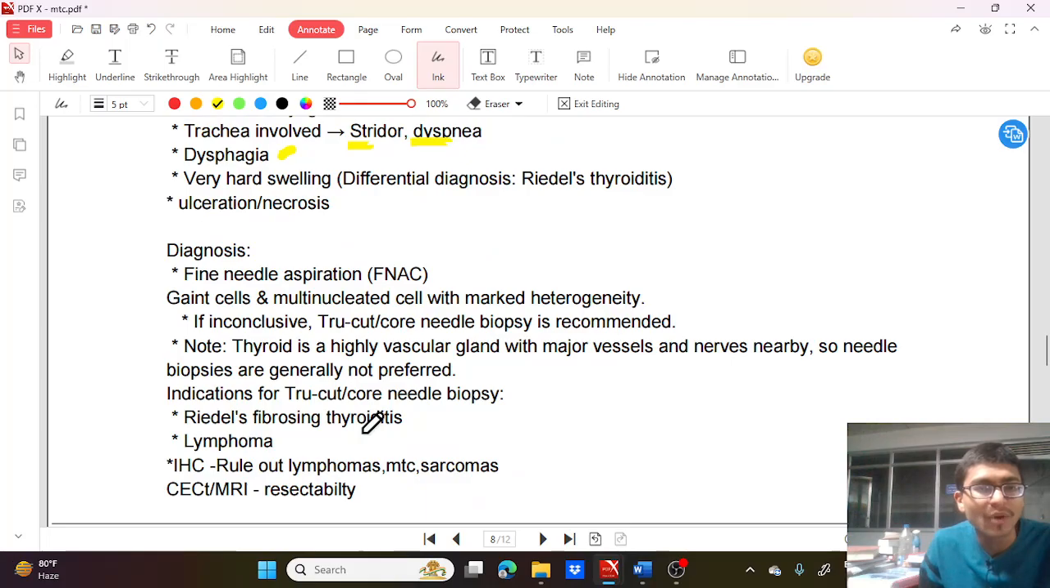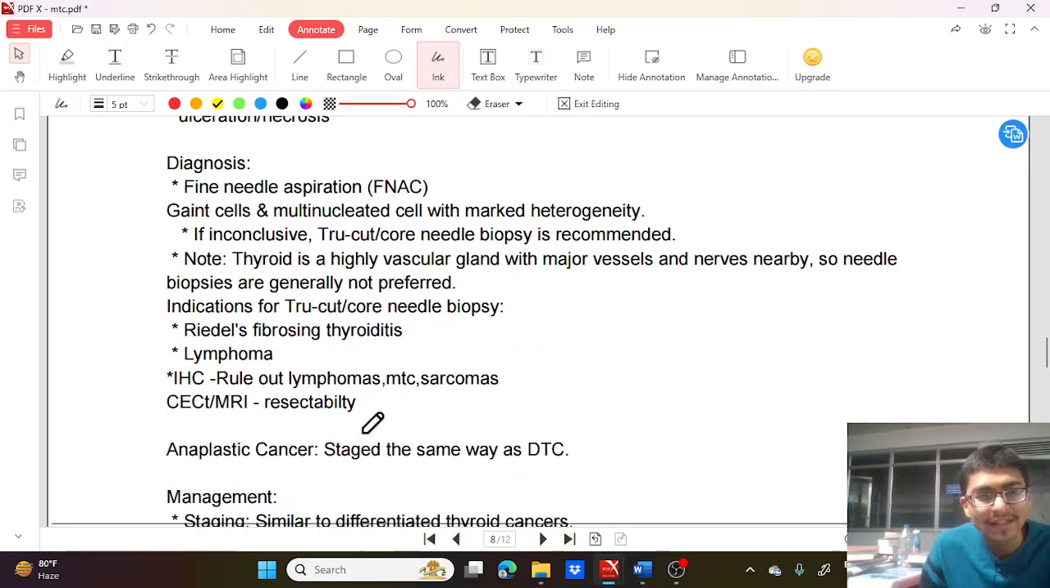Then coming to how we diagnose these cases. Generally by the quadruple assessment, the imaging, CT neck and MRI, but the main diagnosis is through tissue, that is by fine needle aspiration cytology, FNAC, which will show giant cells and multinucleated cells with heterogeneity. And if it is inconclusive, then we will go for a true cut or core cut biopsy. We have to be careful since it is a highly vascular organ, so it is not generally always preferred.